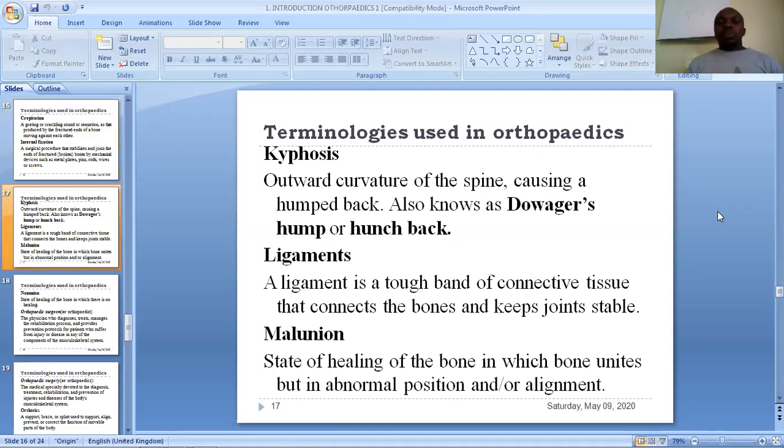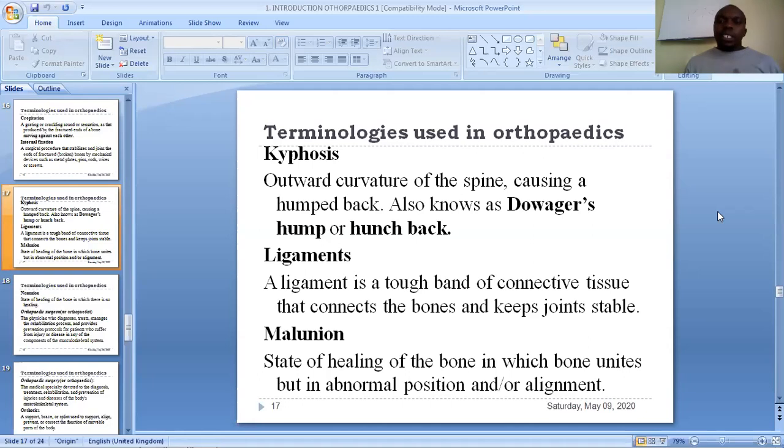The other terminology to look at is kyphosis. Kyphosis is simply an outward curvature of the spine, causing a humped back. It's also known as Dowager's hump or hunchback by other folks or authors.